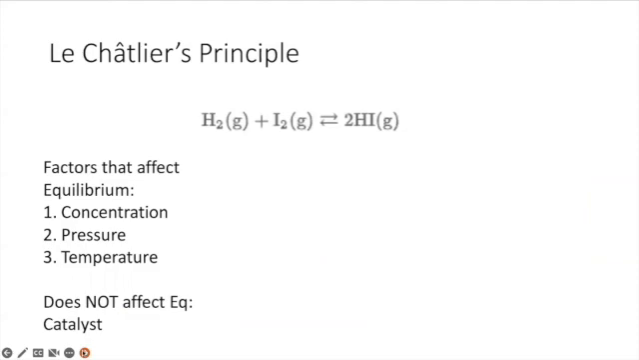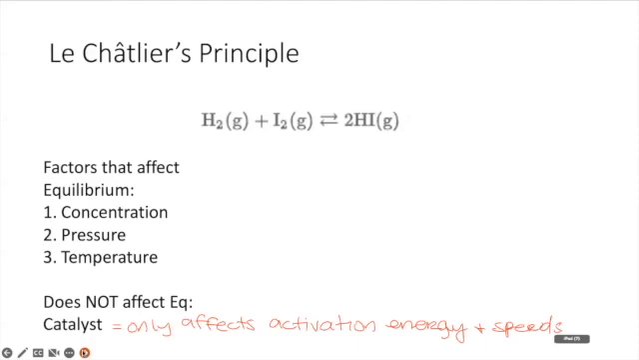I talked about it earlier in the definition of Le Chatelier's principle, but we have these different factors that could affect equilibrium, such as concentration, pressure, and temperature. But the one thing that will not affect equilibrium is a catalyst. A catalyst only affects activation energy and speed of reaction. Basically, it speeds up the reaction by lowering the activation energy.